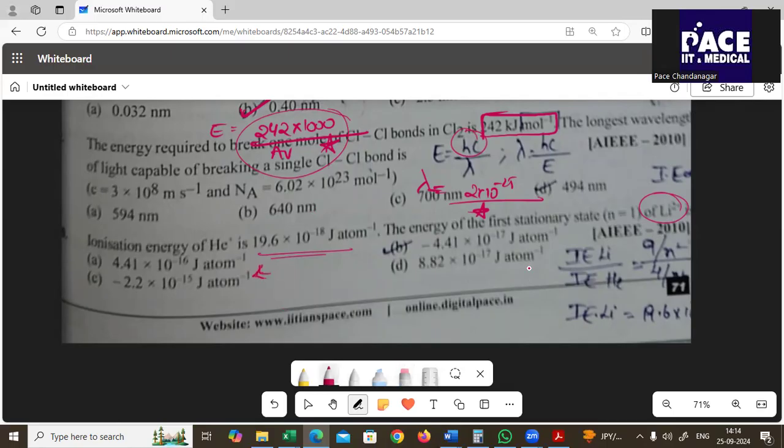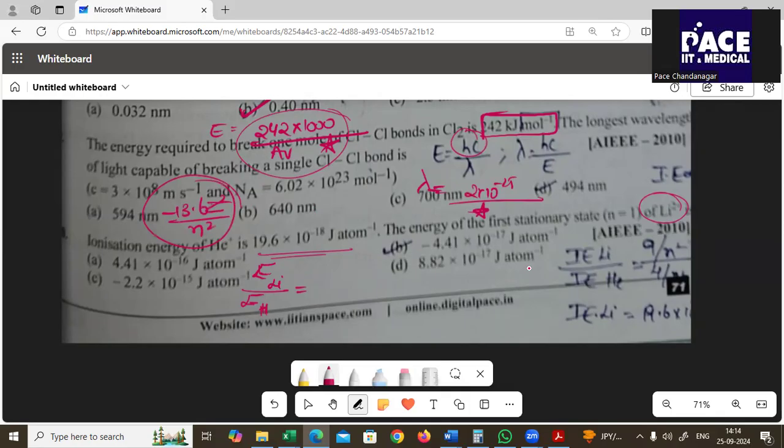Ionization energy of lithium by energy of hydrogen. Lithium's energy is what we do not know. Energy formula is what? It is not given in electron volts, so minus 13.6 Z square by N square is your energy formula.